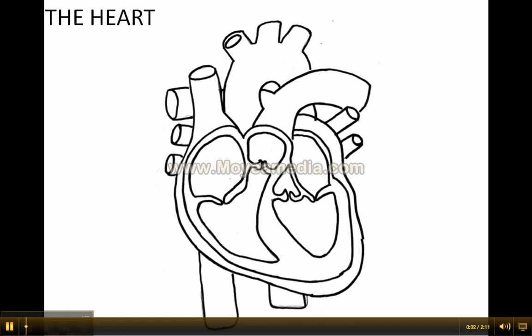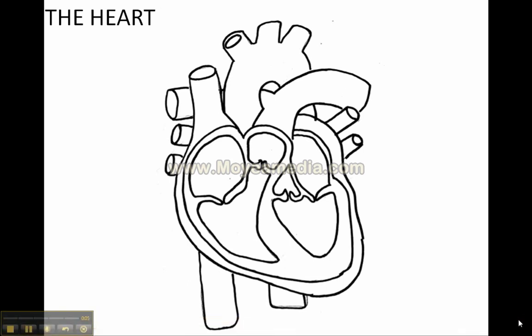The heart is a muscular organ which contracts to pump blood throughout the circulatory system. The septum separates the heart into 4 chambers: the right atrium, the left atrium, the right ventricle, and the left ventricle.